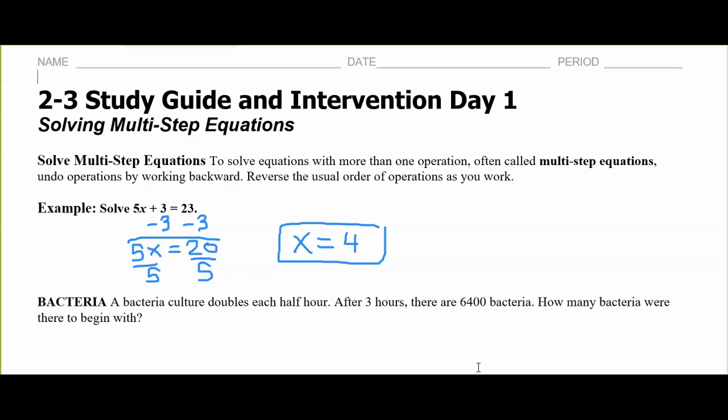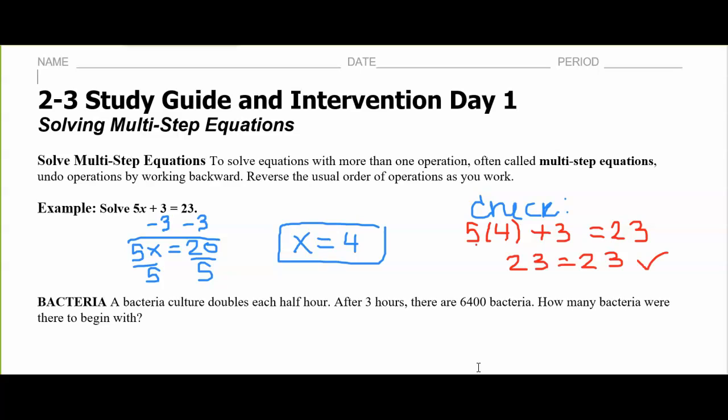What does it mean to check? Mr. Mannion and I keep stressing check, check, check. So we are going to have you plug that 4 back into the original. You get 5 times 4 plus 3, and we want to make sure that equals 23. So 5 times 4 is 20. 20 plus 3 is 23. So we get 23 equals 23.